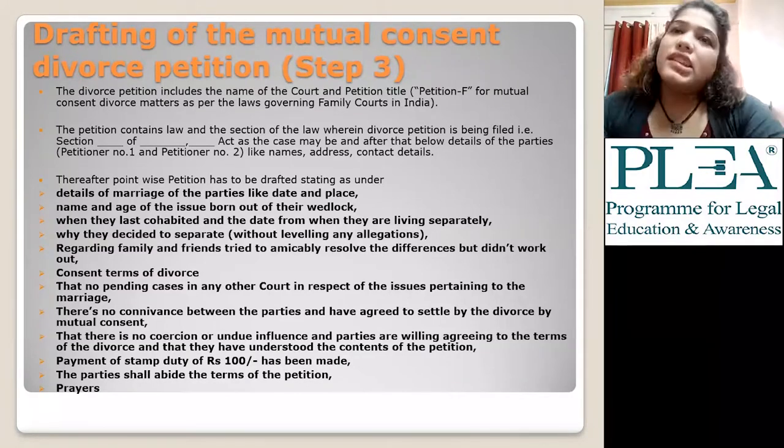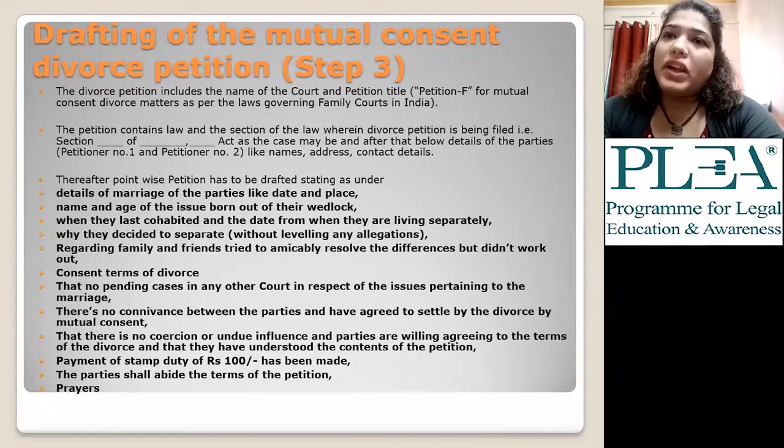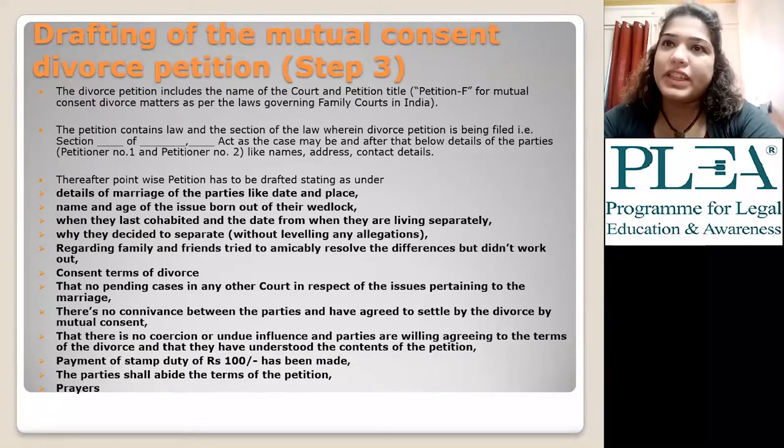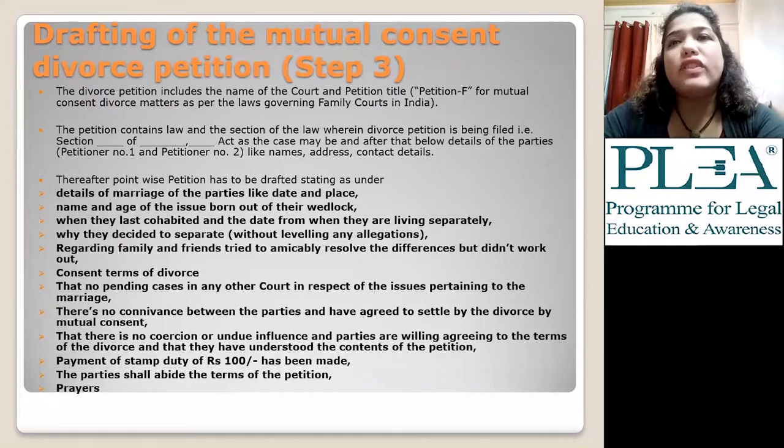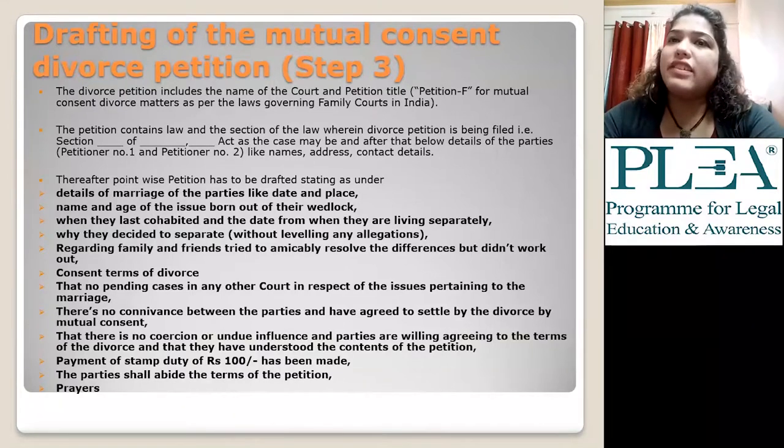After this, the point-wise petition has to be drafted, stating details of the marriage of the parties, like where the marriage happened, in whichever hotel or hall. Then the date and place of the marriage, as I said. Then the name and age of the issues born, that is, children born out of their wedlock. Then when the couple last cohabited and the date from when they have been living separately from each other.